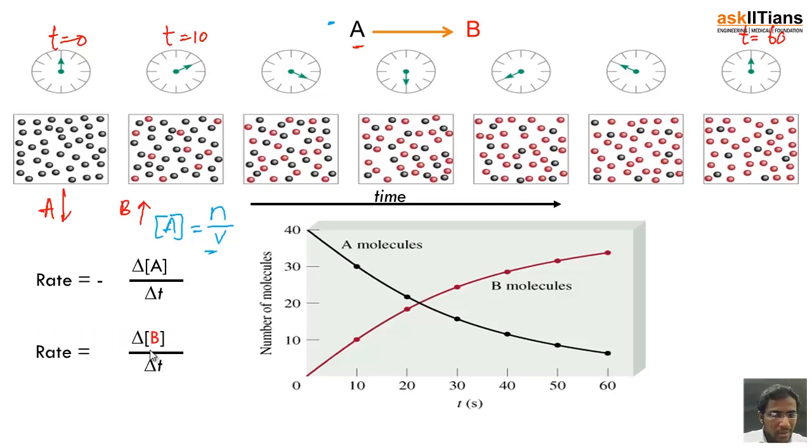We can also define it in terms of products, that is, the change in concentration of B by time, and we can calculate this change in concentration, and this delta T is 60 seconds. So using this data you can calculate the rate of this reaction.